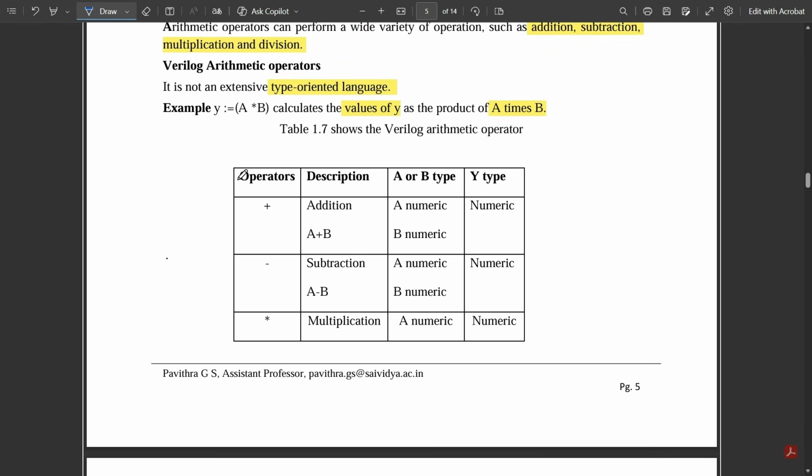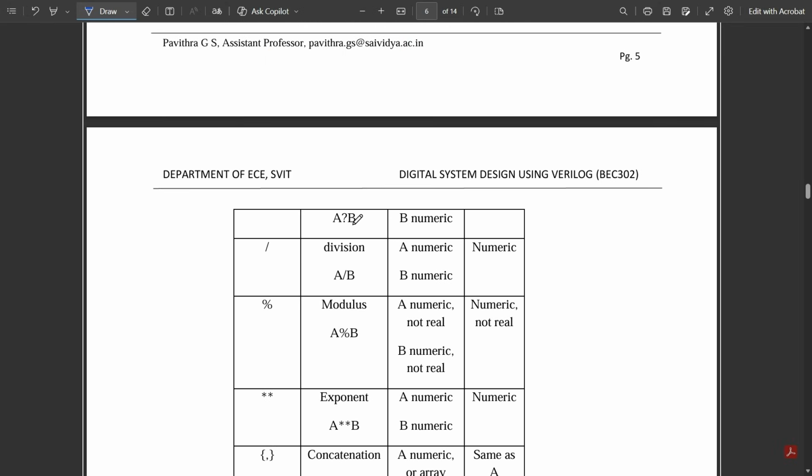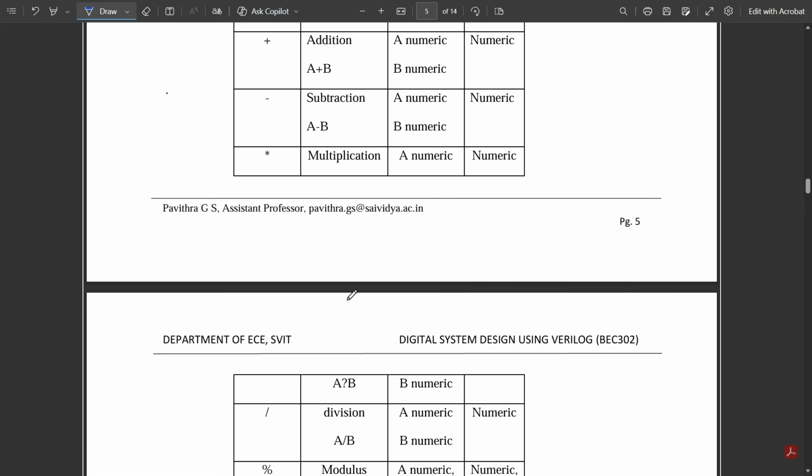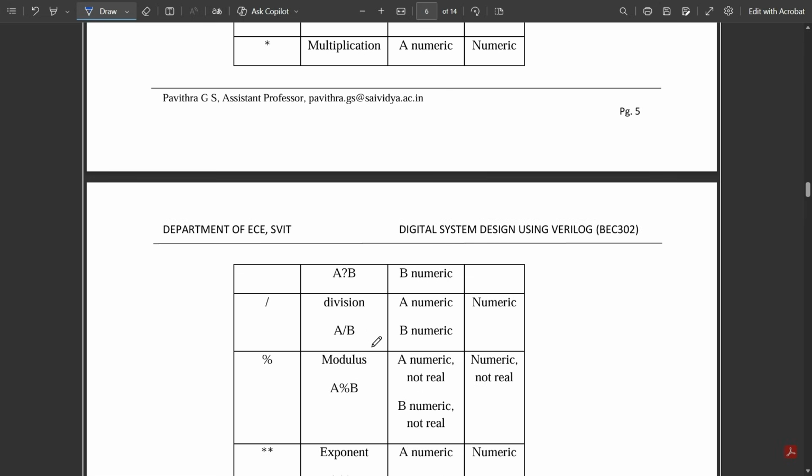One by one, let us see. First is plus. It is used for addition between two bits, a plus b. The types of A and B are numerical values, and the type of Y, the result obtained, is also numeric. Then minus is used for subtraction. Again, the type is numeric. This star is used for multiplication, and this slash is used for division here.